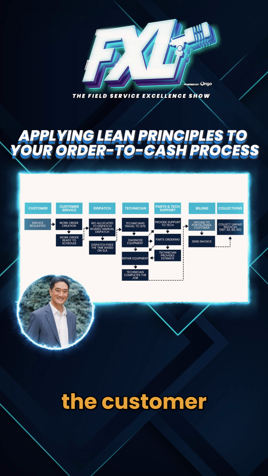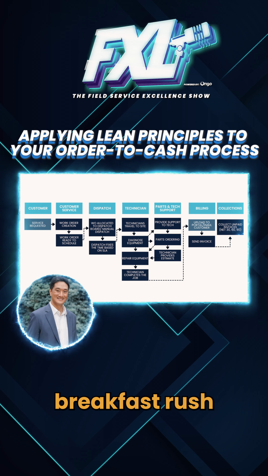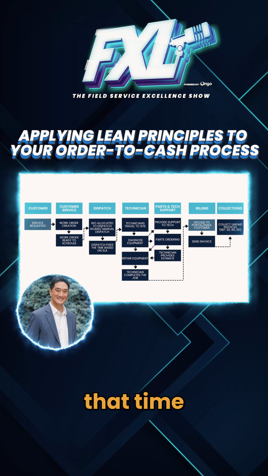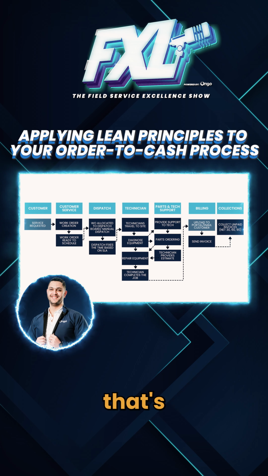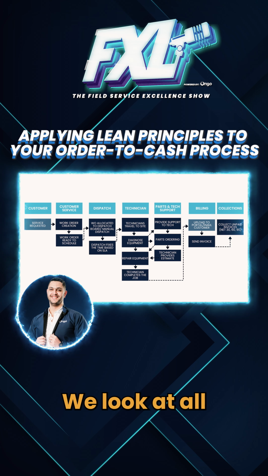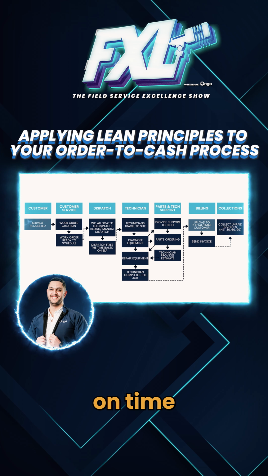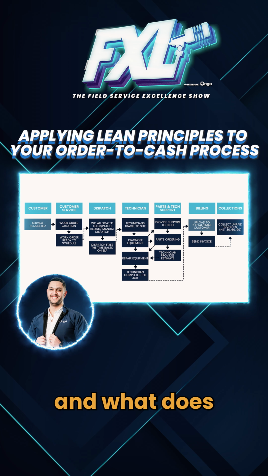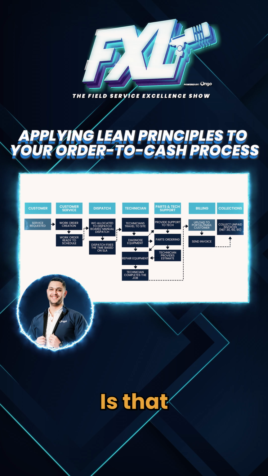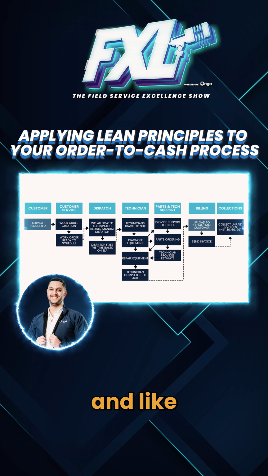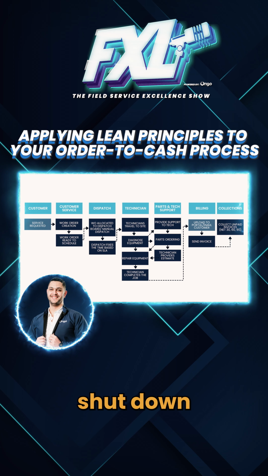And so the customer needs to provide a certain amount of information. It's really important. When is your breakfast rush? And we don't want to be there during that time. Then customer service, how do they collect that information? Right. So that's the first look, how do we collect information that has to do with getting on time? And what does getting on time mean? And what does fast mean? Yep. Right. Is you only have one grill? And like now you can't offer the menu anymore. So that you're shut down completely.